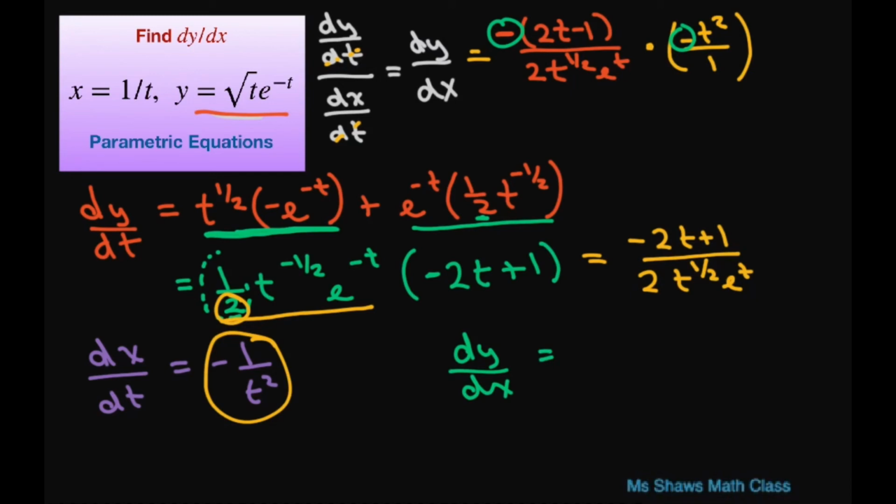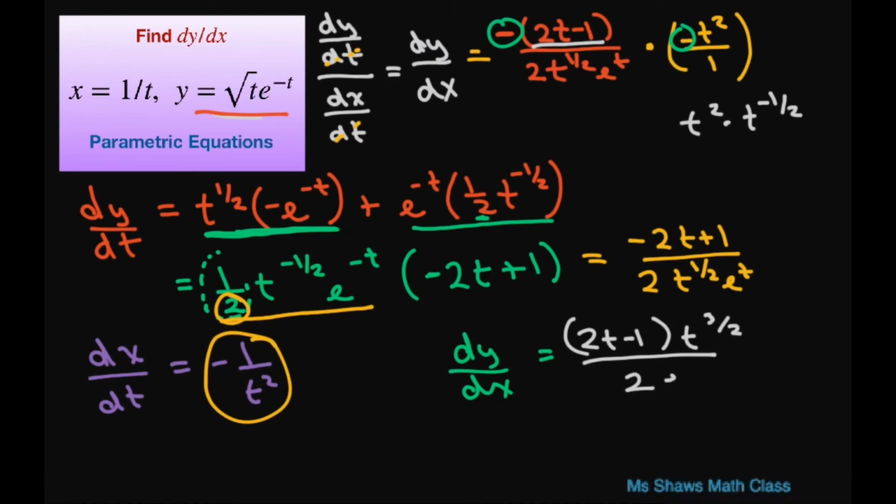Let's pull this down: the derivative of y with respect to x. So our numerator is going to be this 2t minus 1. And then let's look at our t's. We have t squared times t to the negative 1/2. So that's going to give you t to the power of 3/2. We still have 2 in the denominator and e to the power of t. So this is your final answer.